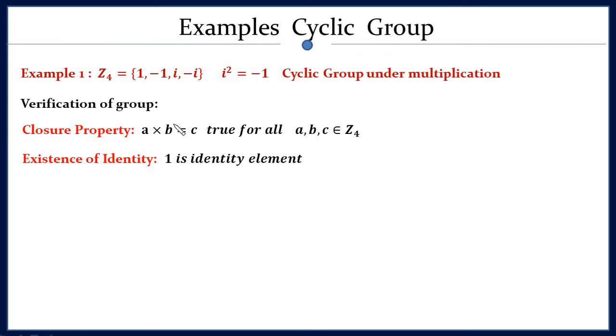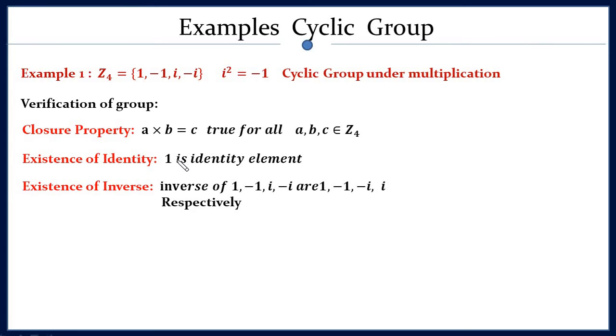Second one is existence of identity. Just like the previous examples' argument, 1 is the identity element here. Third is existence of inverse. You can easily verify the inverses of 1, -1, i, minus i are 1, -1, minus i, i respectively. You can easily check. Just multiply any element with its inverse and in the result you will get 1.